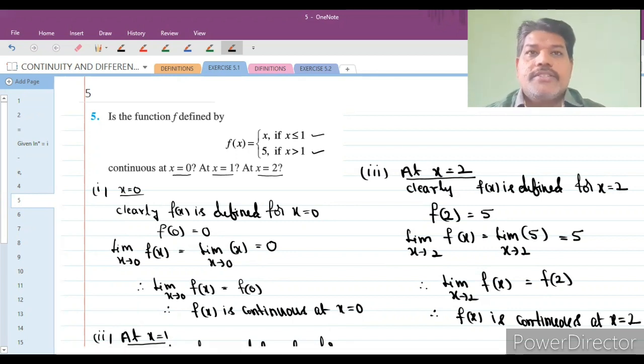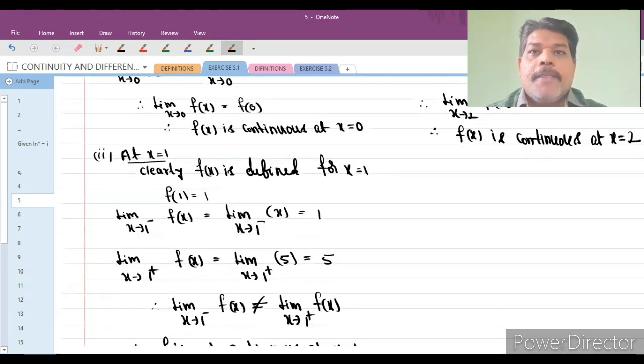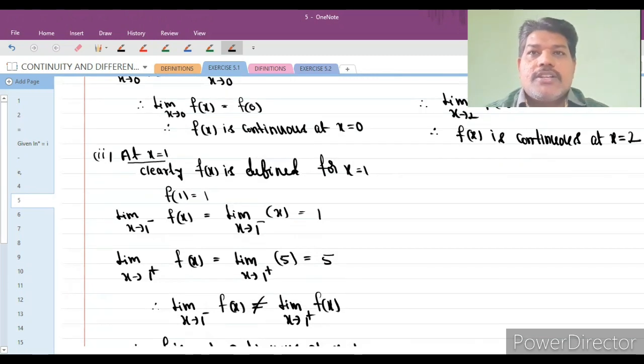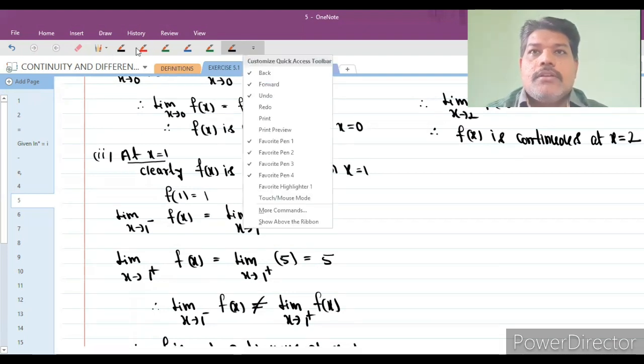See that question, students. They have given the function, and we have to check the continuity of this function at x equal to 0, x equal to 1 and x equal to 2. x equal to 0 and x equal to 2 are in the same manner, but x equal to 1 is very important. So for that one, see the second case once again, the function f of x.